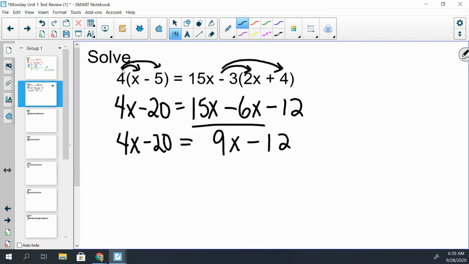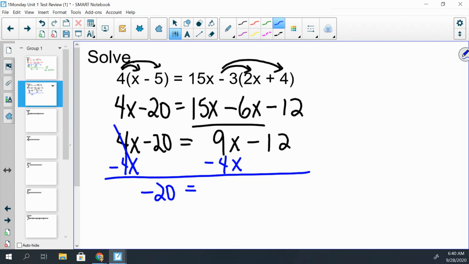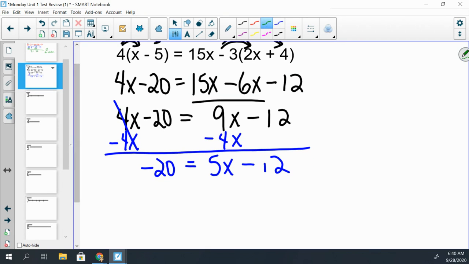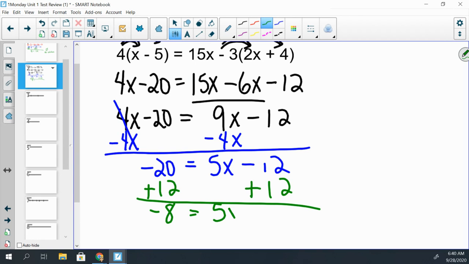I need to eliminate the x's on one side. I'm choosing to eliminate the 4x because then it keeps it positive, but you could eliminate the 9x and still end up with the same answer as long as you don't lose track of your signs. I still have -20 on this side, and I have 5x here and minus 12. So again, I am trying to get x by itself, so I need to concentrate on what's with the x on this side. So I'm going to add 12 to both sides. And -20 plus 12, if I need to, I can plug that into Desmos. I have -8 equals 5x.